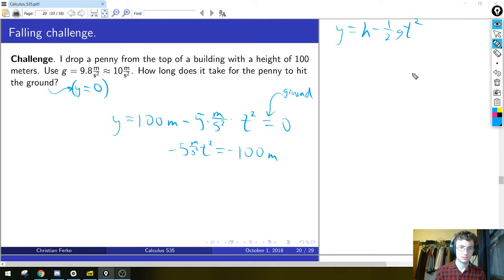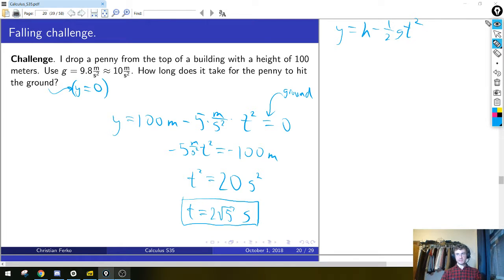And then we can divide each side by negative 5 meters per second squared. So t squared, 100 over 5 is 20. Meters cancel, 1 over second squared is second squared, so the units seem to be in good shape. Then we can take the square root of each side. We don't need to worry about negative t, the negative root's fake. Just the positive one: 2 root 5 seconds.